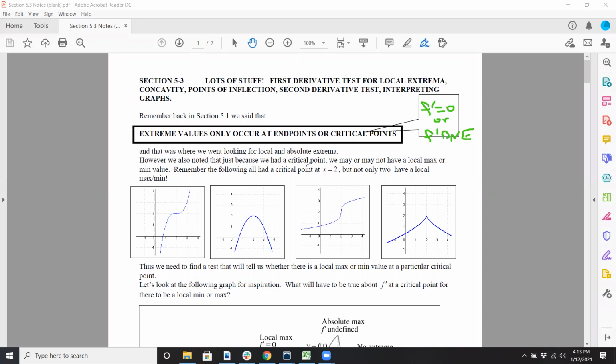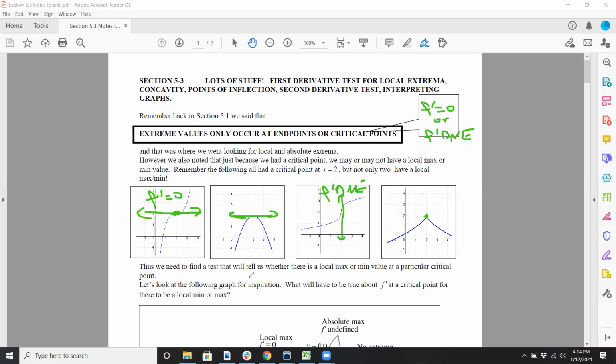We also noted that just because we had a critical point, we may or may not have a local max or min there. That was the case with this one right here, or in this one right here, we have a vertical tangent or a stationary point. We didn't have a high or low. Yes, the derivative is 0 here, and the derivative does not exist here. But just because you have a critical point where the derivative is 0 or does not exist doesn't necessarily mean it's a local max or min. But here we do have a local max, and here as well.